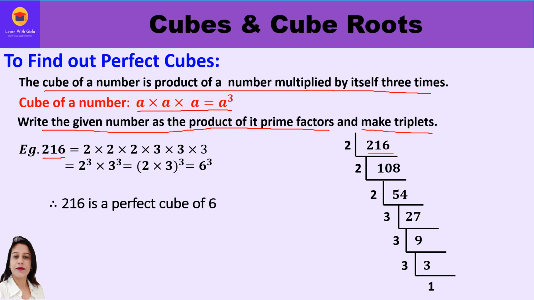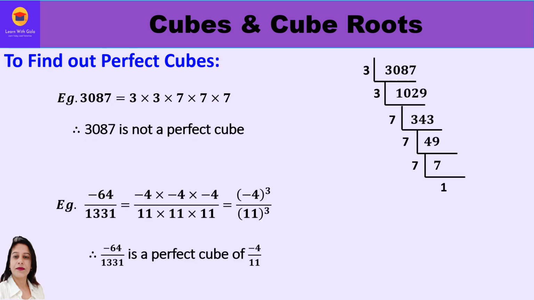First of all, let us divide by 2, then again by 2, then again by 2, then 3, then 3, then 3, and these are the factors which we have got: 2 into 2 into 2 and 3 into 3 into 3. So easily we can say 2 cube into 3 cube. That means they can be easily formed into triplets. Further we can write 2 into 3 whole cube, which is 6 cube. So since all these factors can be formed into triplets, we can say 216 is a perfect cube of 6, right?